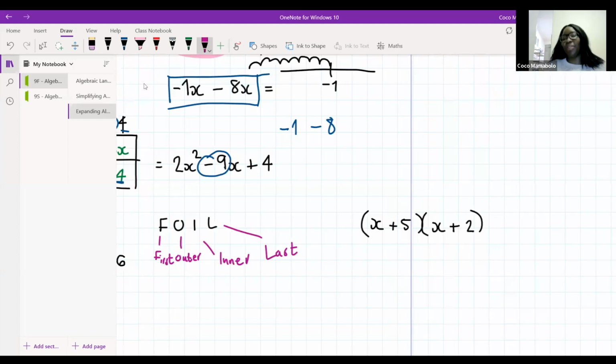Okay, I'm just writing it down so I can do it with you. Excellent. Are you with me? Ma'am, which one is it? Is it 2x to the power 2 minus 9x plus 4? It's this one. Look here on the screen. It says x plus 5 and x plus 2. Can you see it on my screen? No, ma'am. Not at all.